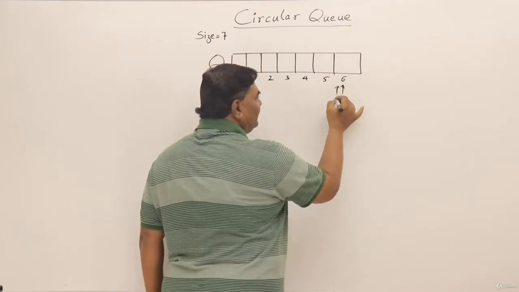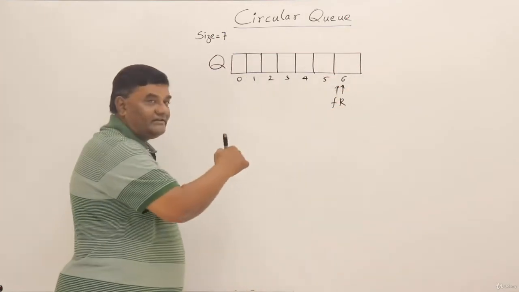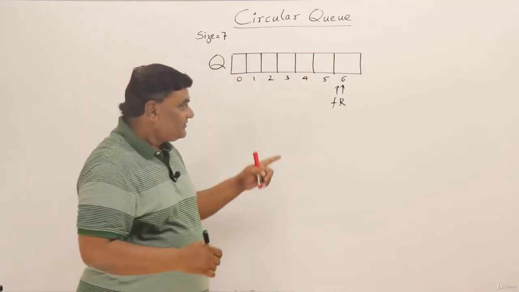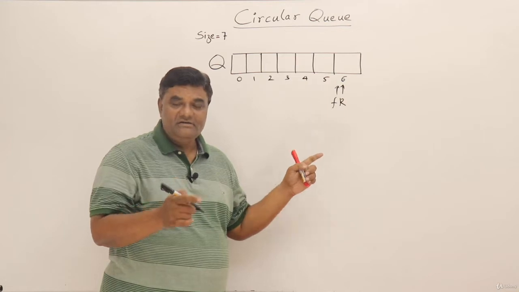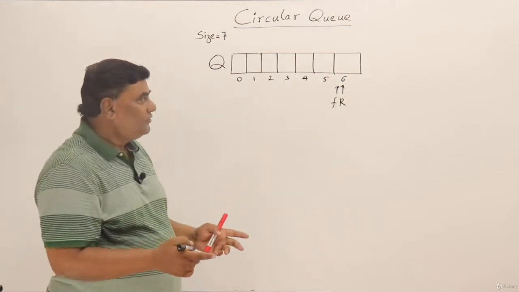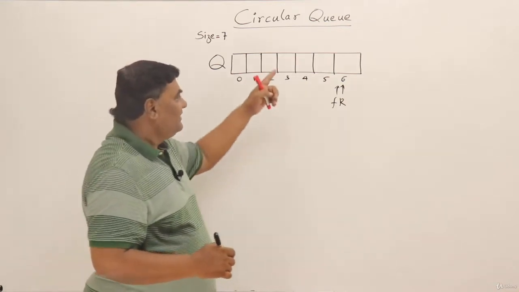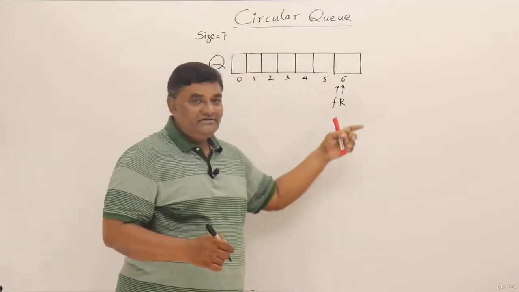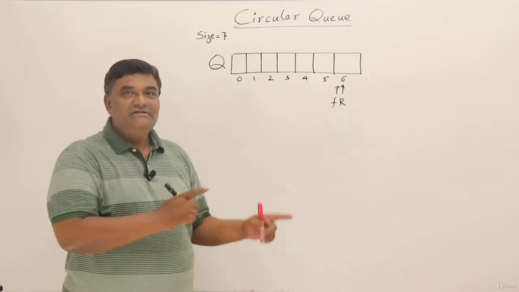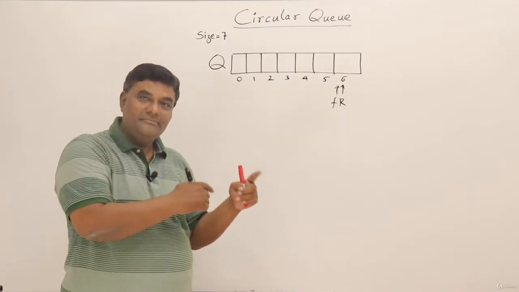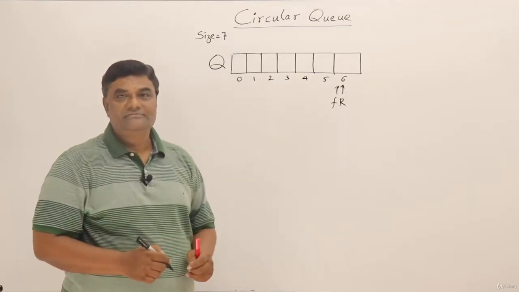Then third one, I will delete this element also. The front will point here. So front and rear are pointing at the same place. So queue is empty. Front is equal to rear, queue is empty. Can I insert any element? No, queue is full because rear is equal to size minus 1. Rear is at the last location. Third point is a situation where the queue is empty also, and full also.